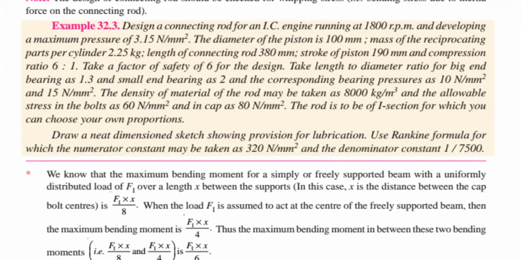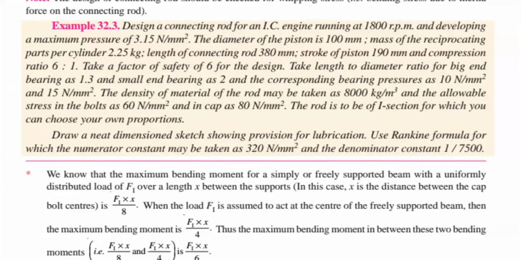Take length to diameter ratio for big end bearing as 1.3 and small end bearing as 2. And the corresponding bearing pressure is 10 Newton per mm square for the big end and 15 Newton per mm square for the small end. The density of the material of the rod may be taken as 8000 kg per meter cube, and the allowable stress in the bolt is 60 Newton per mm square and in the cap is 80 Newton per mm square.